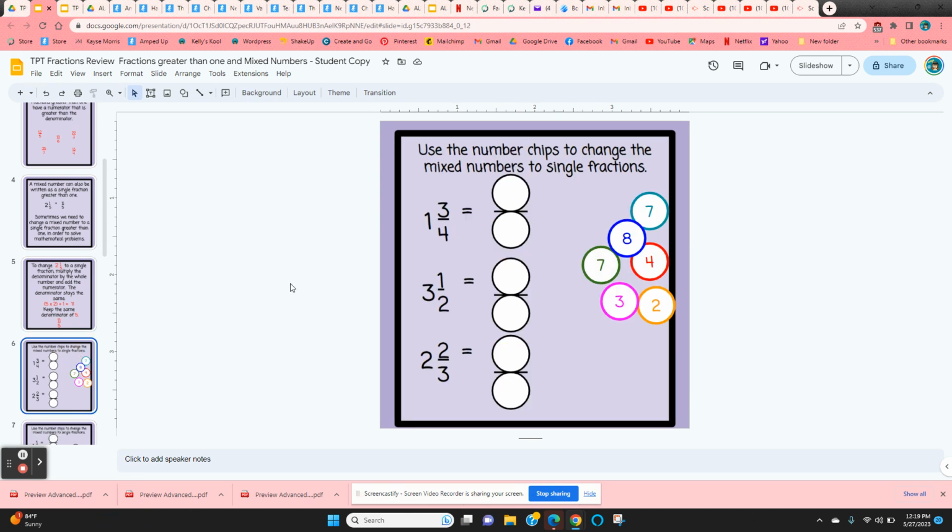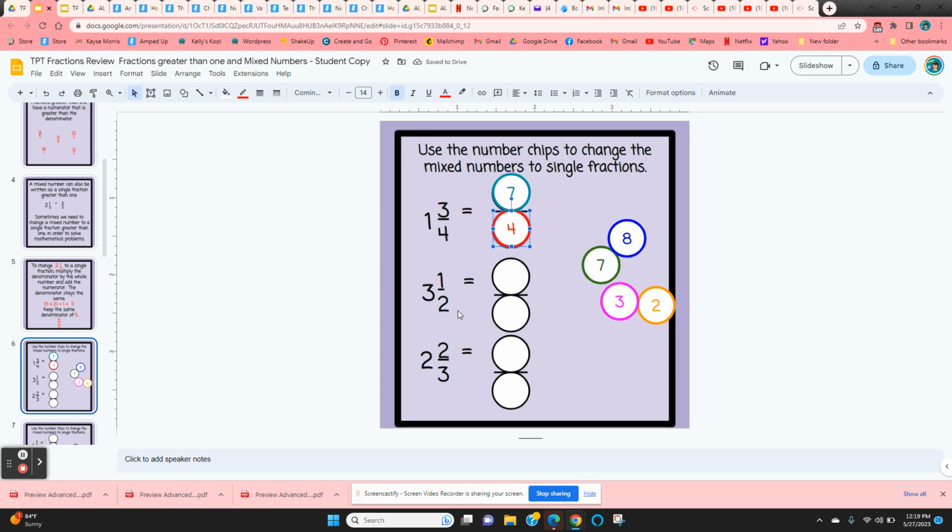Now the next 2 slides, students are going to be doing this with number chips. So they're going to change all of these mixed numbers to single fractions that are greater than 1. So 1 3/4, they take the 4, multiply times 1, they get 4 plus 3 is 7. So that's their new numerator. Denominator is not going to change, it's going to stay the same.